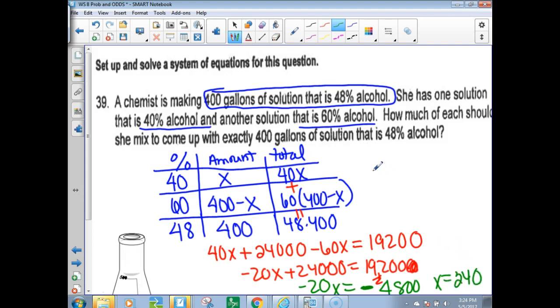Now you have to answer the question. So we need 240 gallons of 40%. And good, yes, thank you, Anthony. 160 gallons of 60%.